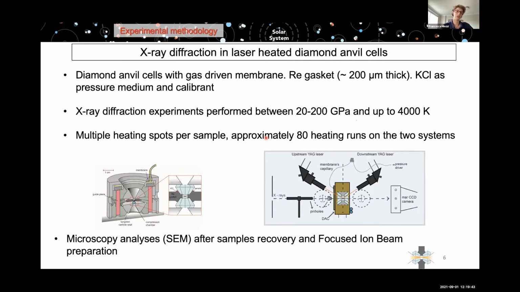When possible, the samples were recovered after a diamond anvil cell experiment. A transverse cut of the heating spot was exposed with a focused ion beam, and then scanning electron microscopy analyses were performed to confirm the observations in the diamond anvil cell and to observe if there was the presence of phases that would have been hidden in the diffraction pattern.